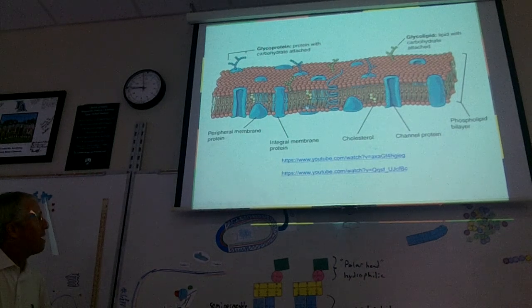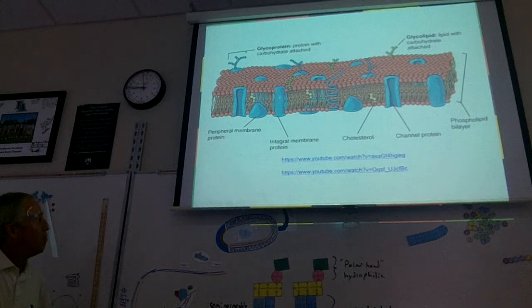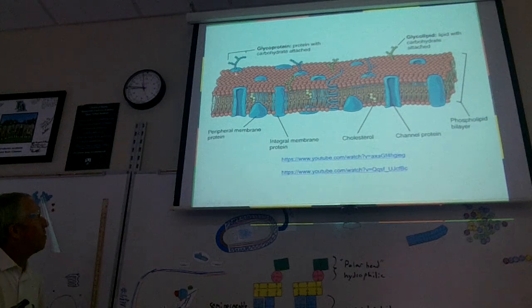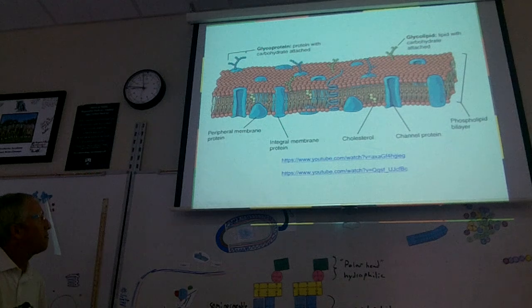What else do we have? Now, sometimes the protein goes all the way through the membrane. We call that an integral protein. And sometimes the protein is just on the surface. We call that a peripheral protein. This protein just sits on the inside of the cell. And maybe one of these proteins just sits on the outside of the cell. Maybe that one right there just sits on the outside. So some proteins are just on one side.